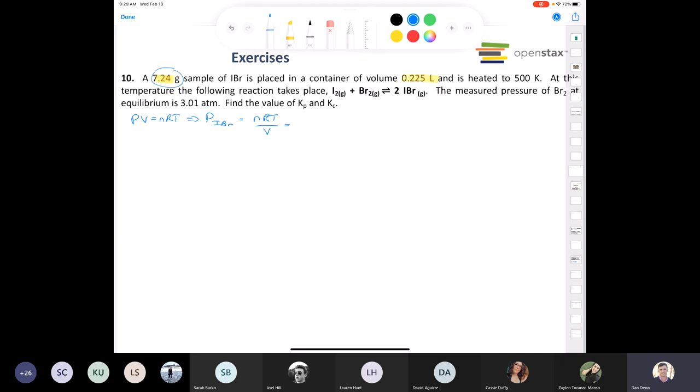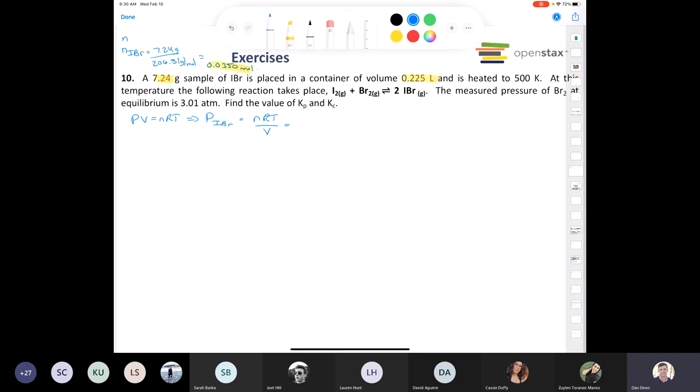We have the number of grams of IBR, and we can solve for the number of moles of IBR. Of course, you're going to have a periodic table at your disposal. So the number of moles of IBR is going to be equal to 7.24 grams divided by the molar mass of IBR. I've gone ahead and done that already. It's 206.81 grams per mole. I'm just doing this on the side here. And you end up with 0.0350 moles. So that's how much IBR you're starting with. So you're starting with 0.0350 moles.